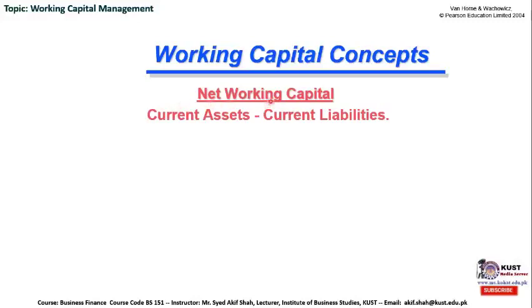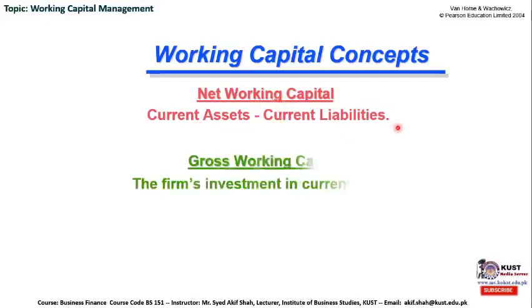What is net working capital? Net working capital means to subtract current liability from the total level of current assets. Let's suppose if the company's total current assets are $100 and the current liabilities of the company for the same year are $80, then the net working capital is $20. 100 minus 80 is equal to $20. That is known as net working capital.